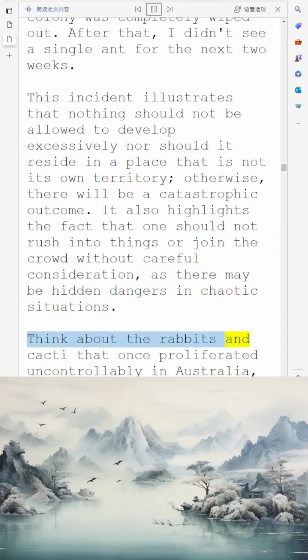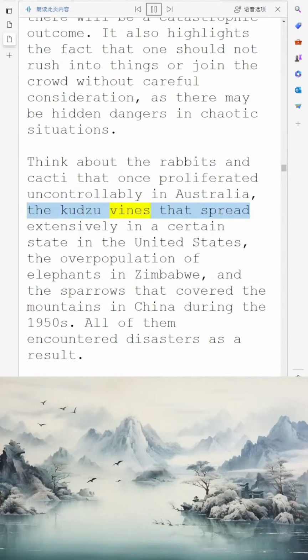Think about the rabbits and cacti that once proliferated uncontrollably in Australia, the kudzu vines that spread extensively in a certain state in the United States, the overpopulation of elephants in Zimbabwe, and the sparrows that covered the mountains in China during the 1950s. All of them encountered disasters as a result.